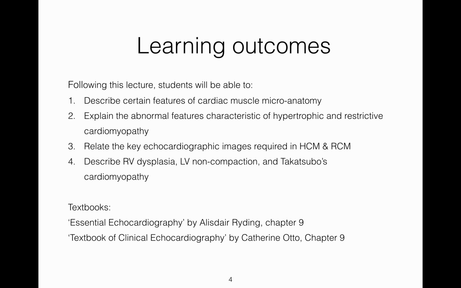Textbooks and their relevant chapters for this lecture are once again Essential Echocardiography, Chapter 9, and the Textbook of Clinical Echocardiography, also Chapter 9.